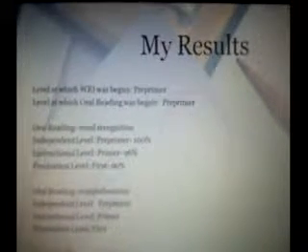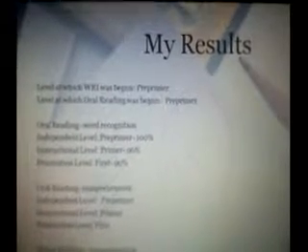My results. The level at which the WRI was begun was pre-primer. The level at which oral reading was begun was also pre-primer. For oral reading word recognition, independent level was pre-primer, 100%. Instructional level was primer, 96%, and frustration level was first, 90%. For oral reading comprehension, independent level was pre-primer, instructional was primer, frustration level was first. Silent reading comprehension, independent level was not applicable. Instructional level was pre-primer. Frustration level was primer. Listening capacity level was 2.1.